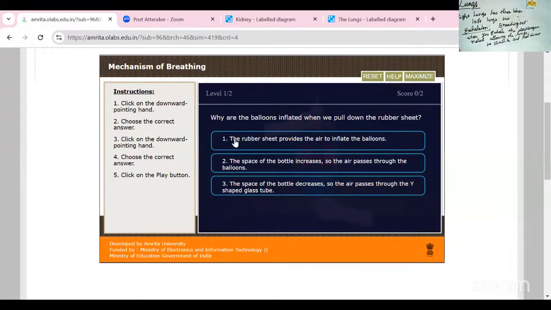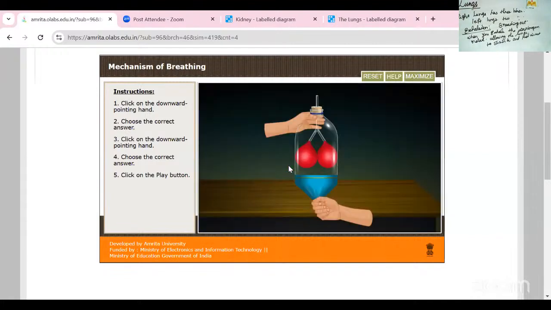So just look at the question. Why are the balloons inflated when we pull down the rubber sheet? Because the rubber sheet provides the air to inflate the balloons. The space of the bottle increases, the air passes through the balloon. Space of the bottle decreases, pass through the tube. Which is the right answer? Yes, the second one is the right answer. Okay. So the inhalation process is done here.